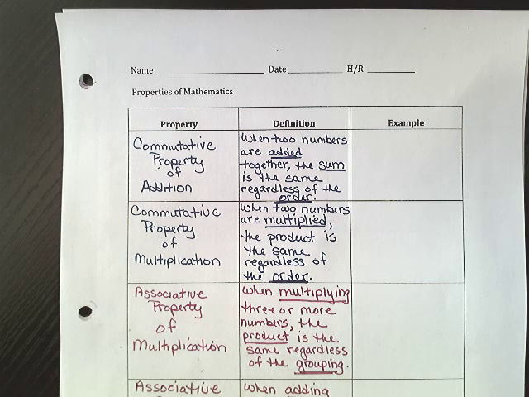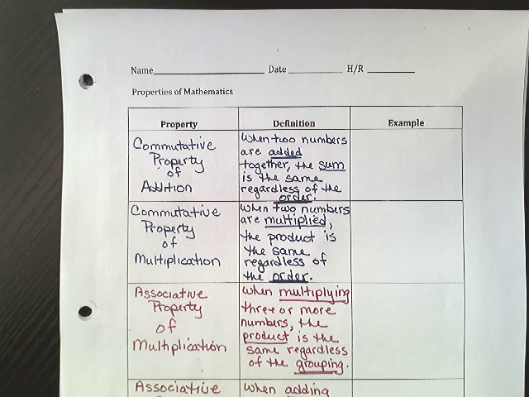We are going to talk about the properties of mathematics today. And there are 7 of them that we're going to discuss today. All right, so the first 2 are the ones that we are most familiar with.